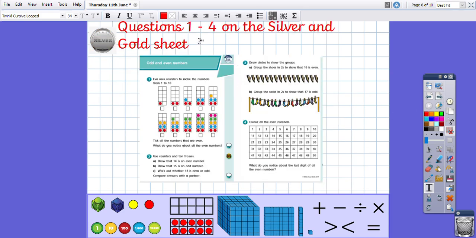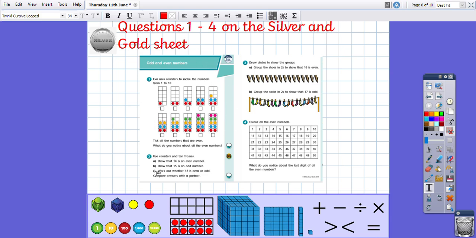Silver, you are doing questions 1, 2, 3 and 4 on the silver and gold sheet. Eva uses counters to make the numbers from 1 to 10. Tick the even numbers. What do you notice? So if you were listening right at the beginning, that will really help you with this question.